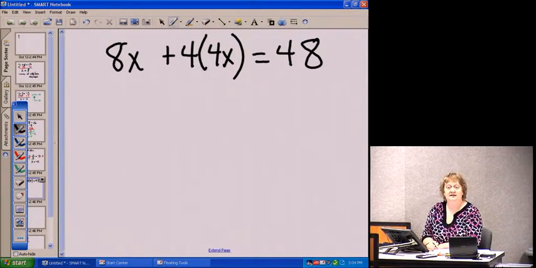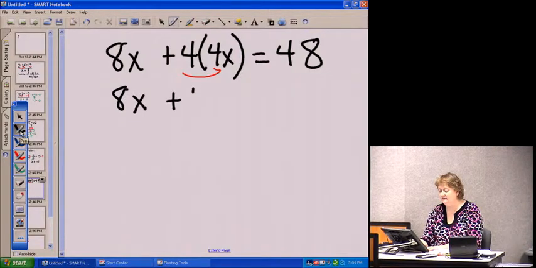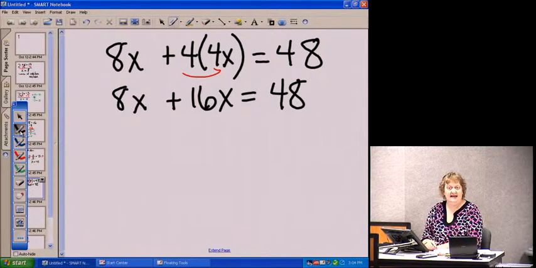8x plus 4 times 4x equals 48. In this case, we will have to do some simplification first. And in this case, we always want to follow our order of operations to simplify before we start undoing to solve for x. And to simplify, the first thing we'd want to do is to look at that 4 times 4x. And to simplify that, we'll get 16. Then we have 8x plus 16x equals 48.